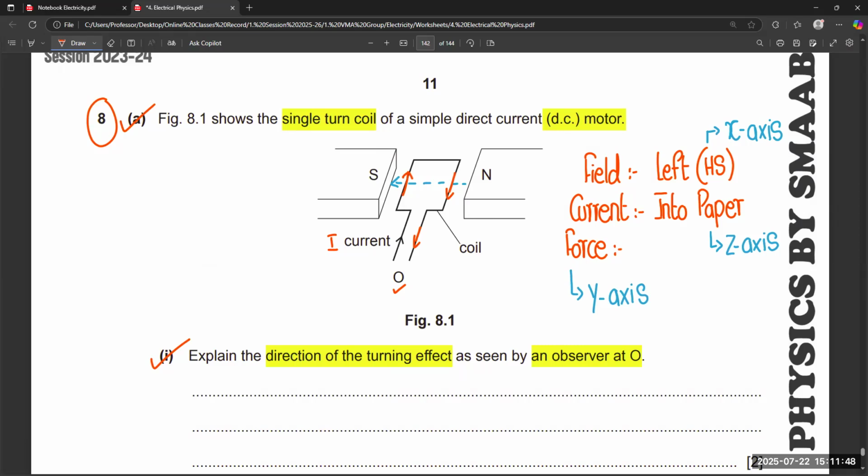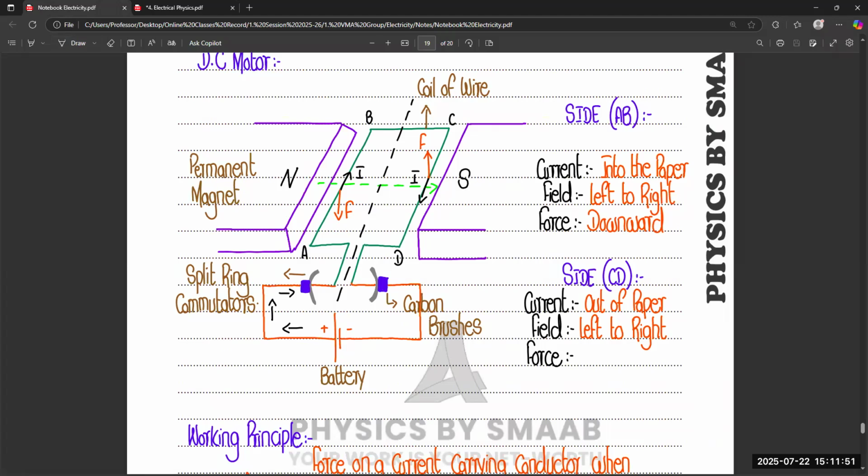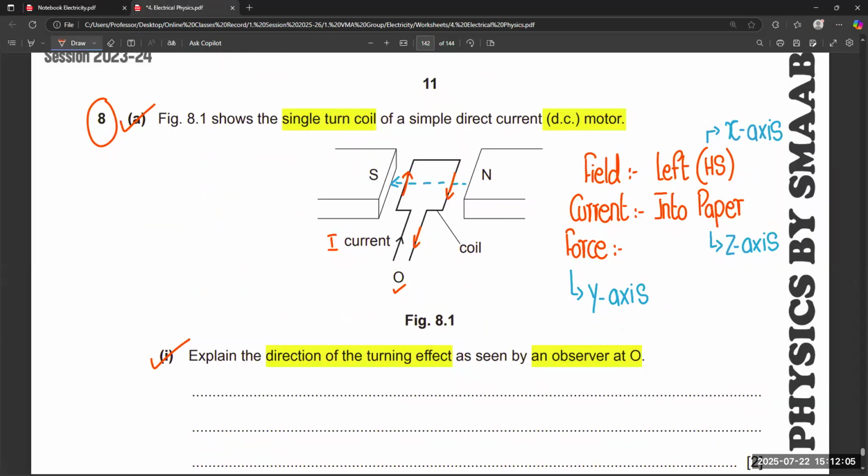And according to the diagram, let's suppose if you shuffle the poles, like if we consider the north pole on the left hand side and the south pole on the right hand side, we know that force acts in the downward direction. You can see in this diagram, force is acting in the downward direction. So if we shuffle the poles of the magnet, definitely the direction of the force also changes. So you can also relate like this. It's up to you. Whatever method you think is easy for you, you can follow that method.